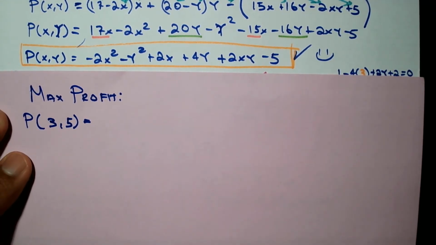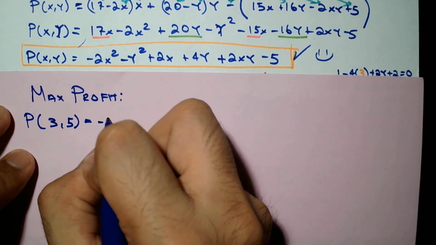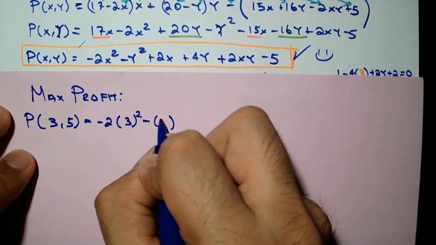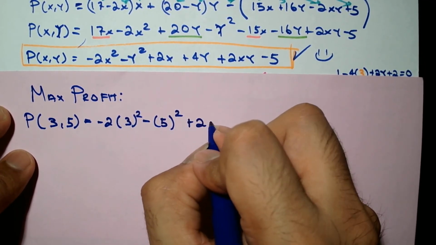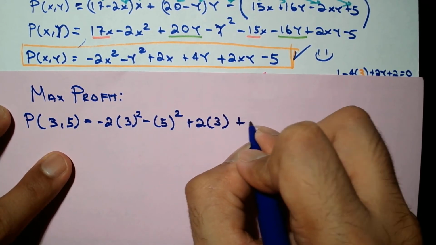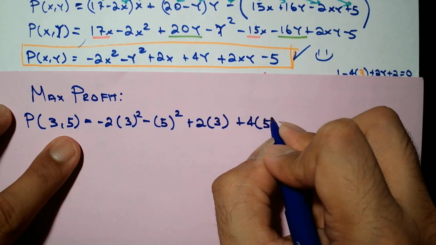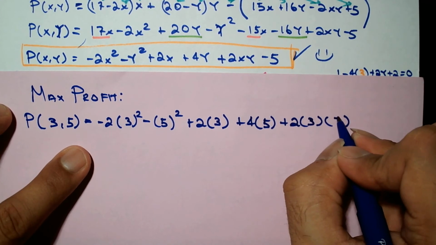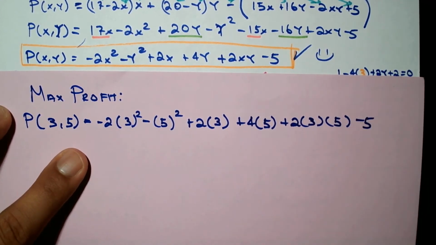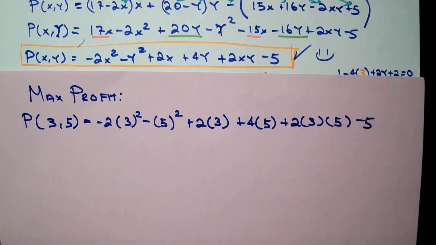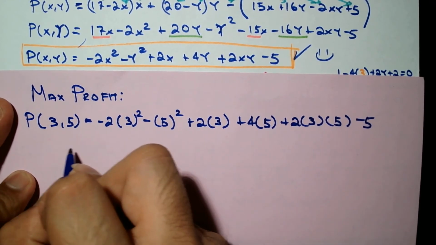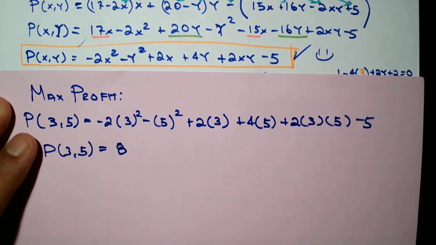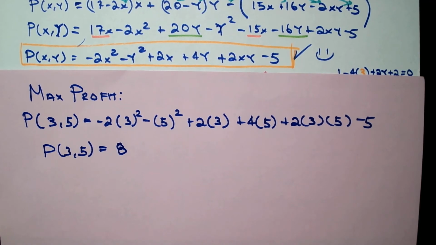So this is negative 2 times x squared, which is 3 squared, minus y squared, which is 5 squared, plus 2 times 3 plus 4 times y, which is 5, plus 2 times 3 times 5, and minus 5. In this case, if you use a calculator, you are going to get P of 3 comma 5 equals 8. Okay, but let's now put context to this.